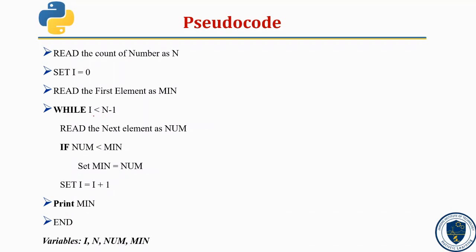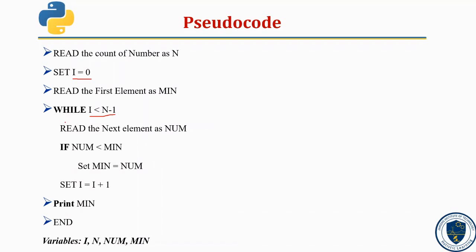So here in the condition, you can give it even I less than or equal to n and set I is equal to 1. So if you set I is equal to 0, you have to give the condition as I less than n minus 1. Say if you set I is equal to 1, you can fill the condition as I less than or equal to n. Both the ways are correct.